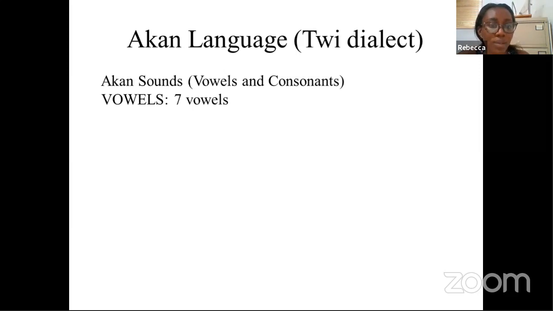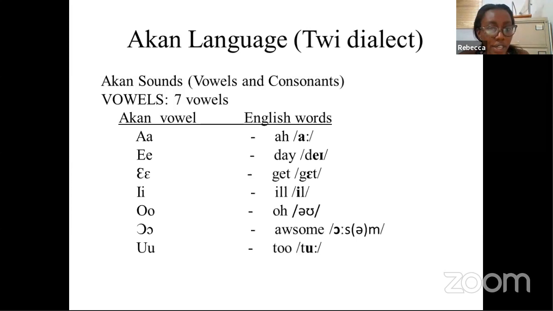Now in Akan sounds, we have the vowels and the consonants, which make up the sound system of the language. Akan has 7 vowels, and to help you understand these vowels, because I know my audience are English speakers, I'm going to help you with English words supporting them, so that it can help you pronounce them correctly.